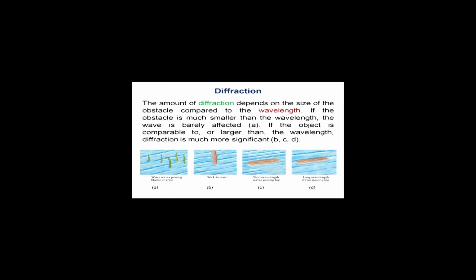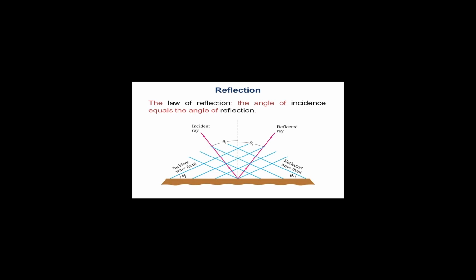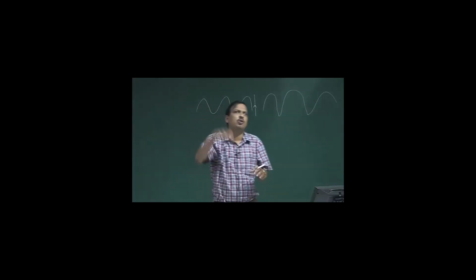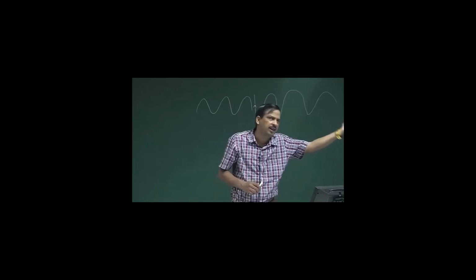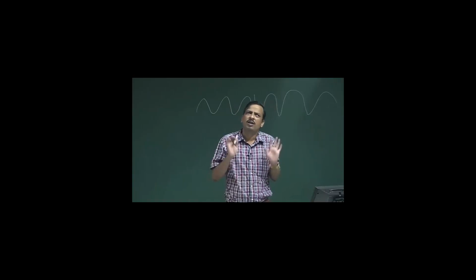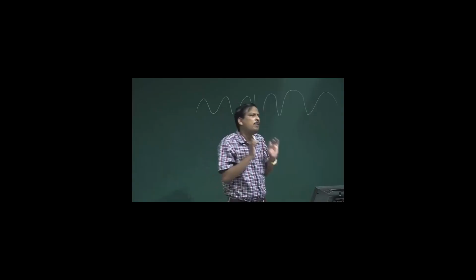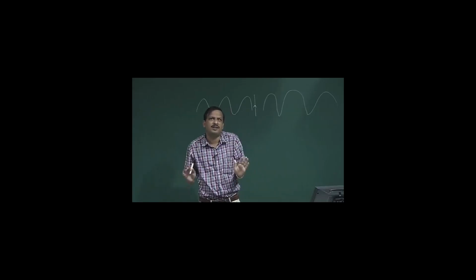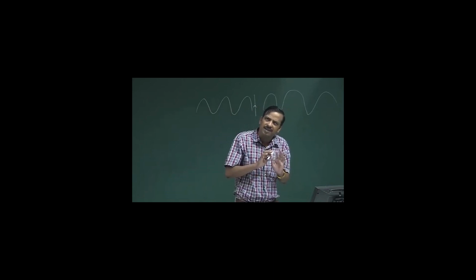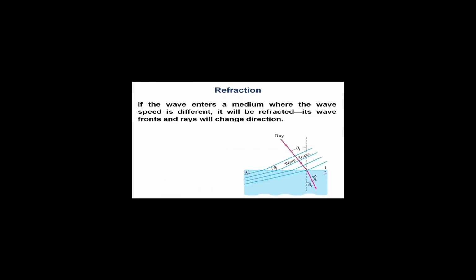Then there is the reflection phenomenon. Suppose an acoustic wave propagates in this room and is incident on the wall. Some portion of the acoustic wave is reflected back from the wall. That is called wave reflection, and reflection follows the same principle as light: the angle of incidence is equal to the angle of reflection. Similarly, there will be refraction. Some portion of the acoustic wave is transmitted inside the wall. That is called refraction.